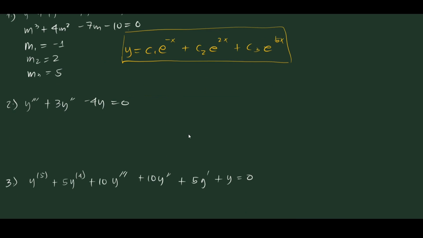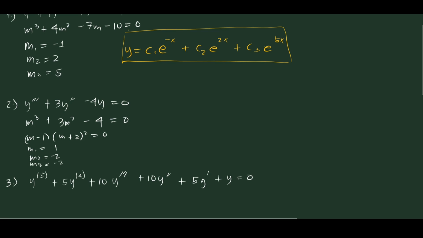Okay, let's now do another example. We have here a third order differential equation. So let's write the auxiliary equation for this. This will be m cubed plus 3m squared minus 4 is equal to 0. If we factor this out, we will get m minus 1 multiplied by m plus 2 squared is equal to 0. Now the factors here give the m values: m1 is equal to 1, m2 is equal to -2, and m3 is equal to -2 as well.